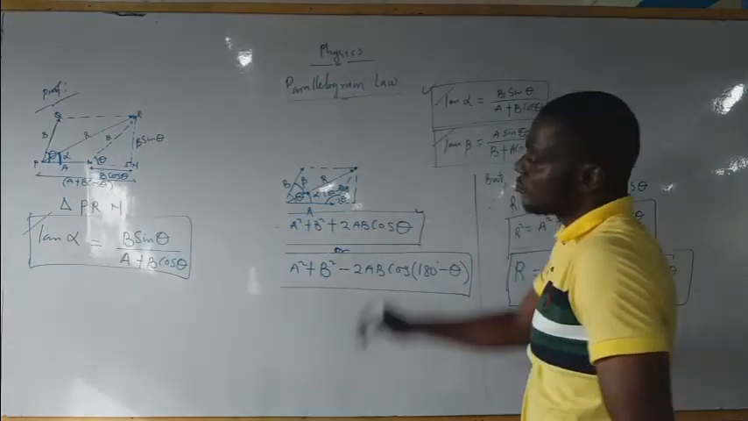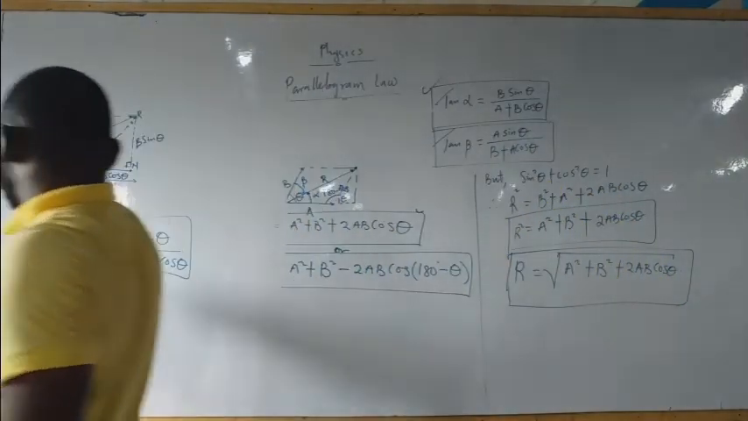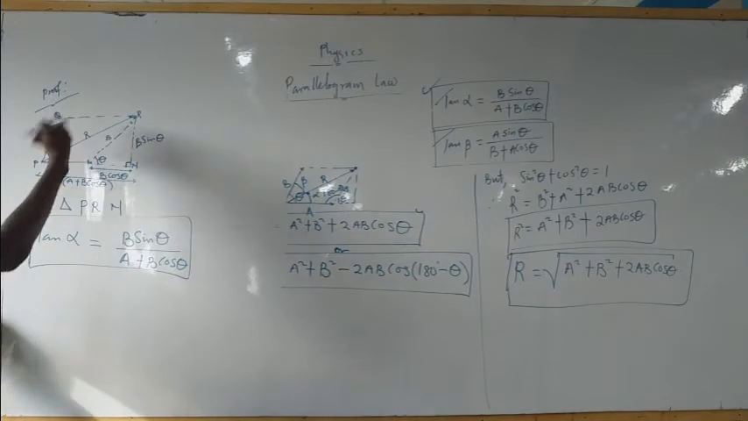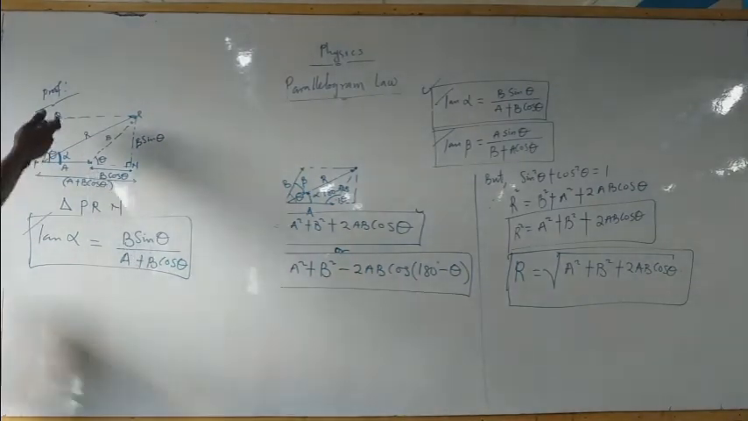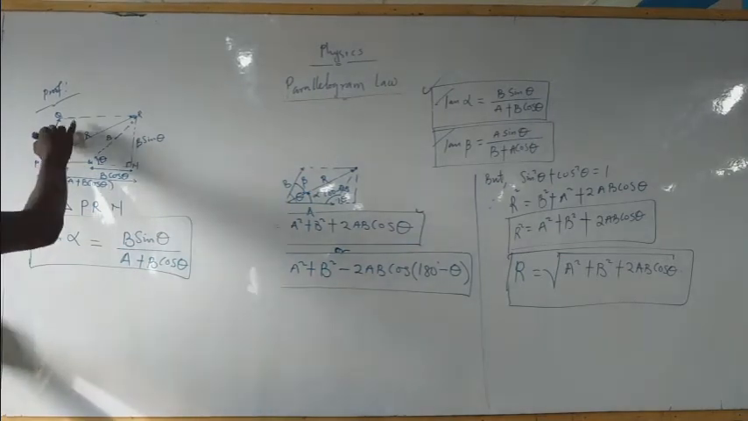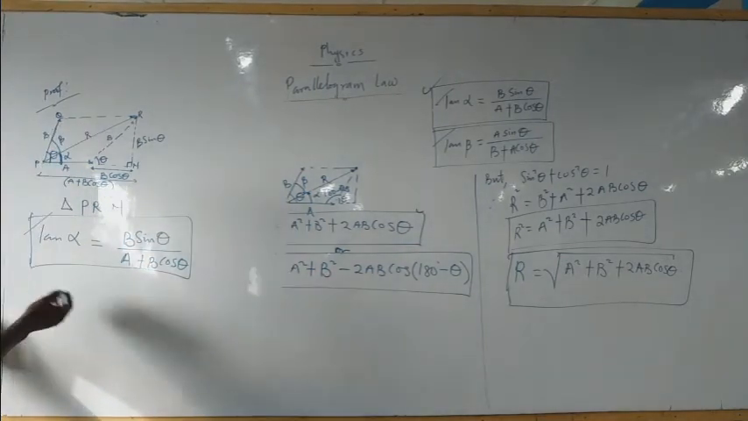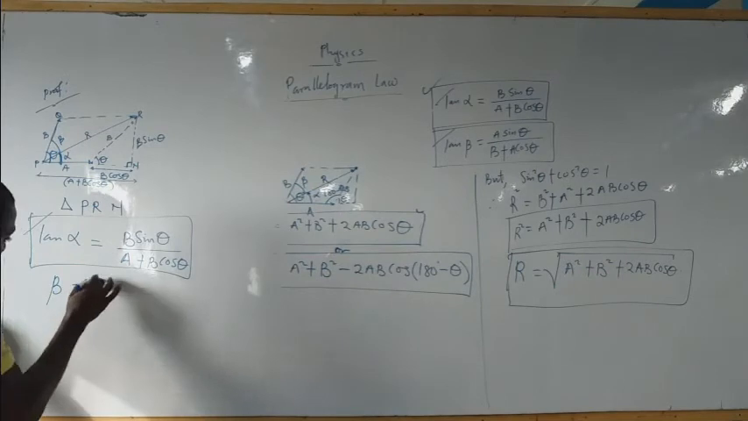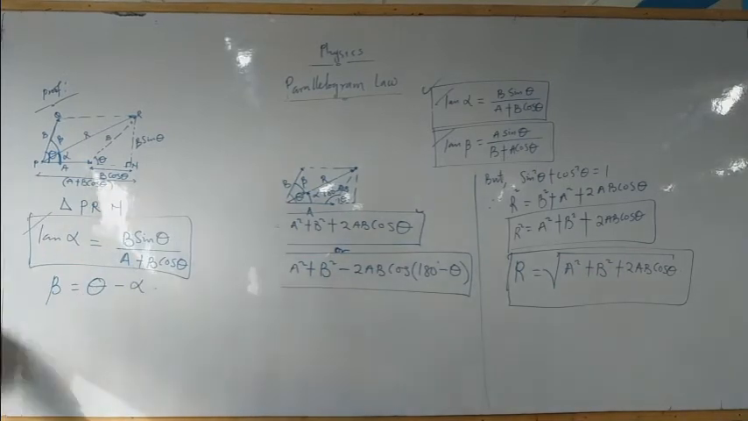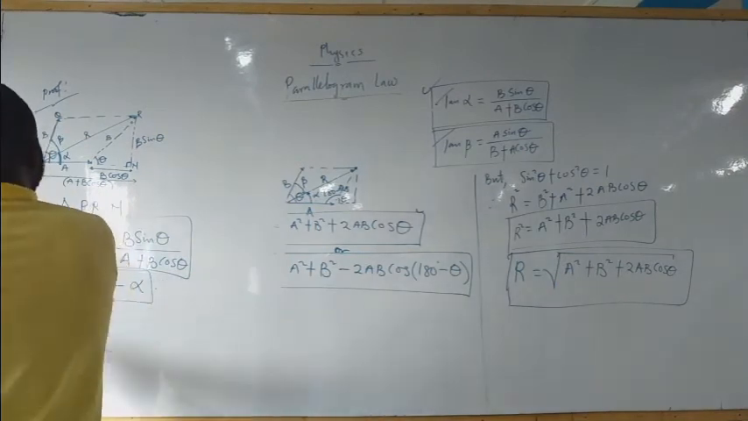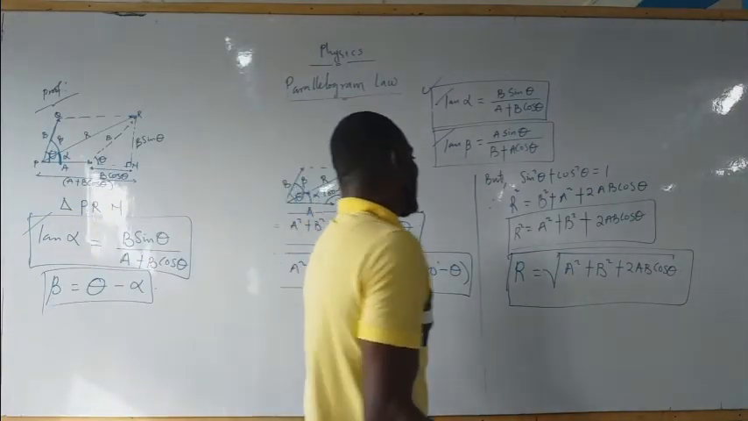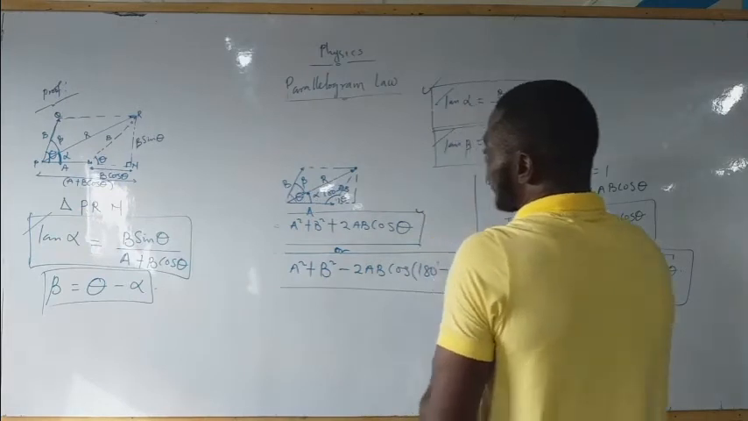That's the formula. Once you have the value of theta, that's the angle between the two vectors. So we can easily get beta. Beta will be equal to theta minus alpha.